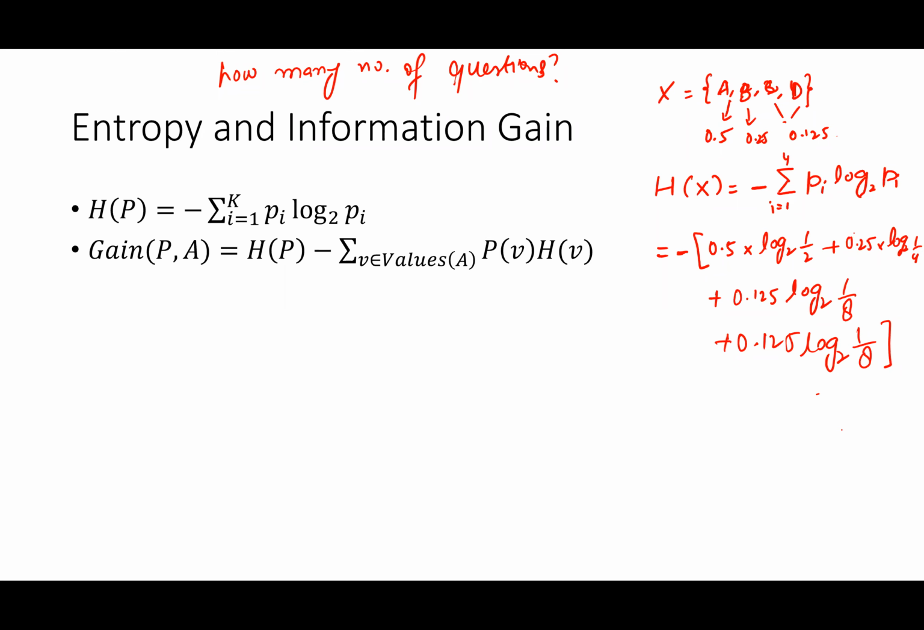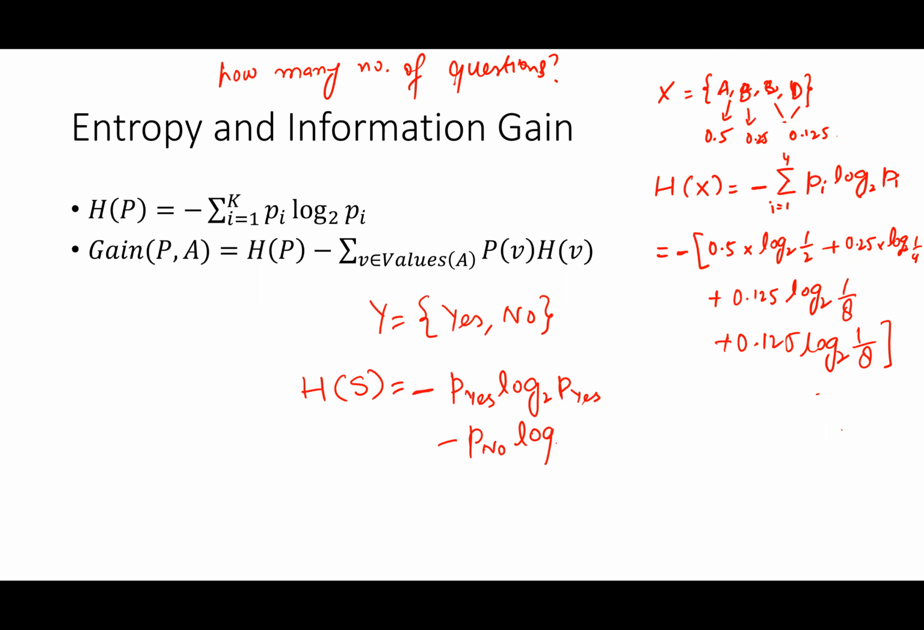Now in our case, whether to play golf or not, our random variable y has only two cases, either yes or no. Fine. And we can find the entropy of our system represented by H of S as minus the probability of yes times log to the base 2 of the probability of yes, minus again the probability of no times log to the base 2 of the probability of no.